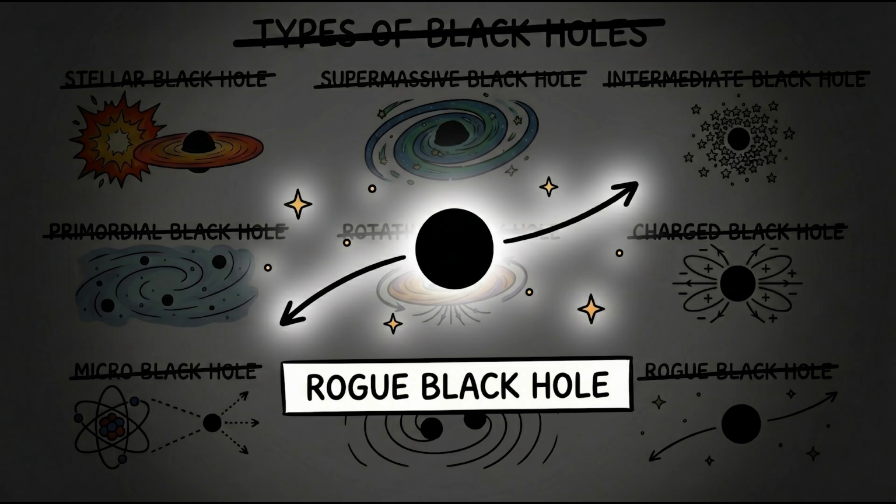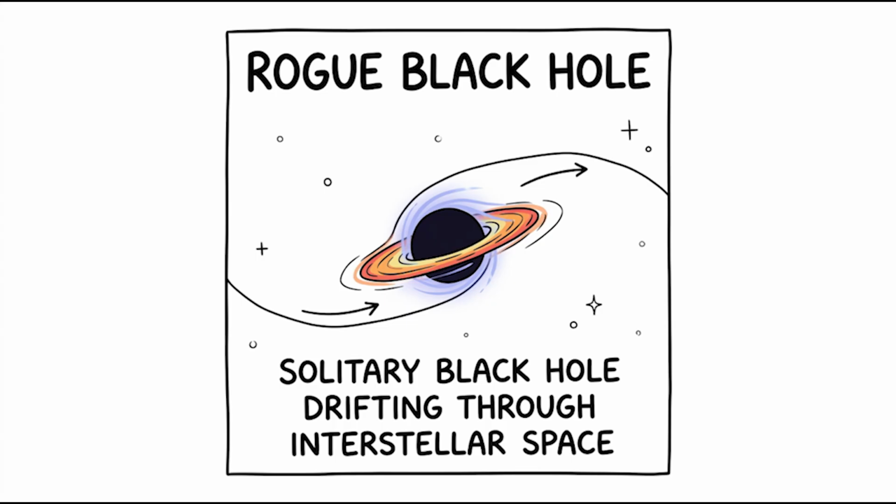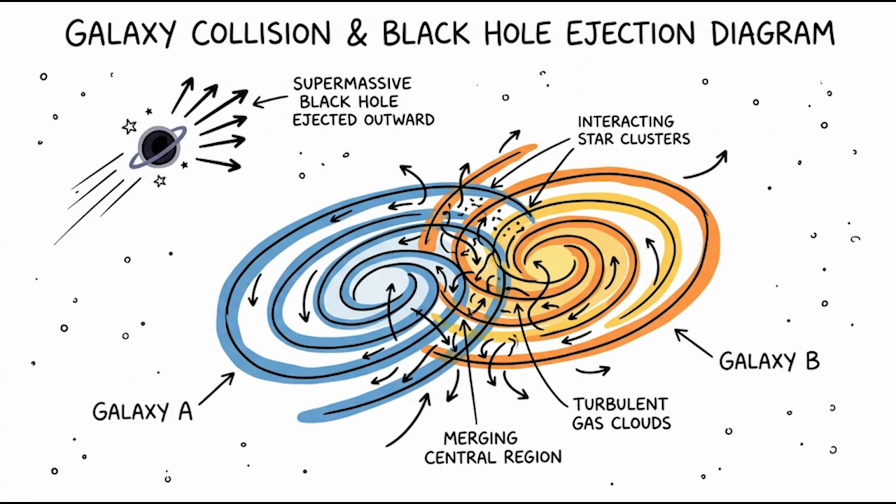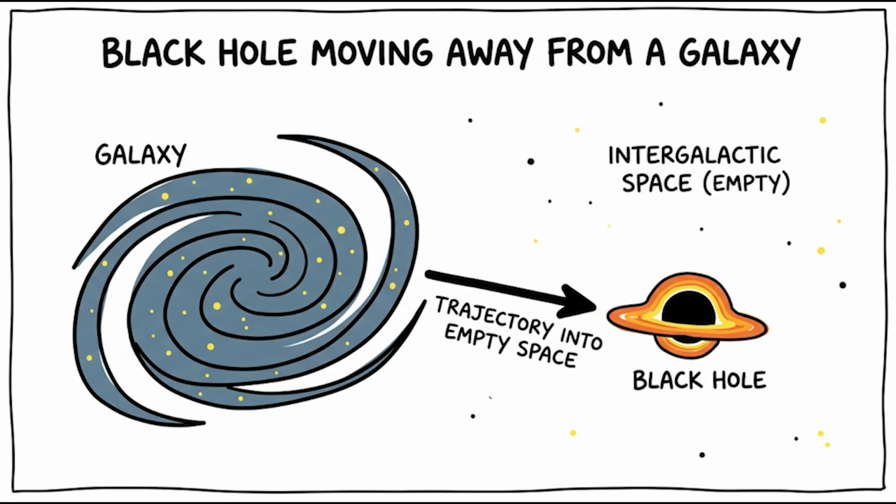And finally, we have rogue black holes. These are the loners. No galaxy center, no partner, just drifting through space. Most black holes stay in predictable places, but rogue black holes are completely on their own, moving silently through space. These black holes can be created during galaxy collisions, where gravitational chaos can literally kick a black hole out of its home. Once ejected, they just keep going, traveling through intergalactic space.